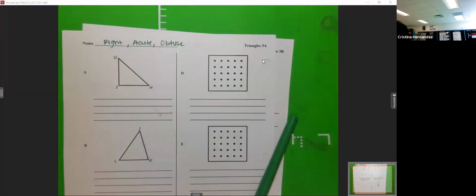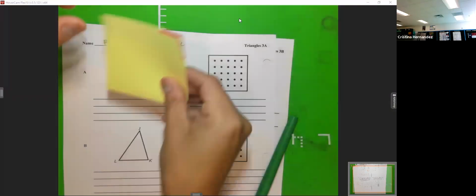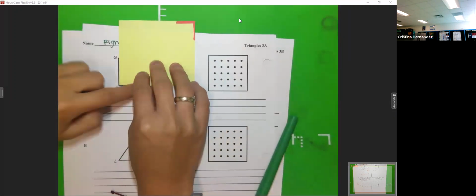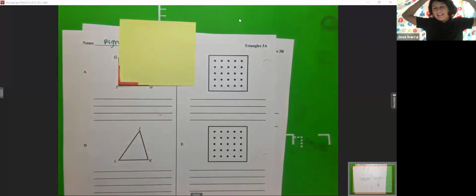Got it? I think I know what the first one is. What do you think the first one might be? A right triangle. I'm going to put my paper there because I'm not sure. Does that paper match up exactly with the corner of my sticky note? Yes, it does. So it is a right triangle. I knew it because it looked kind of like an L.